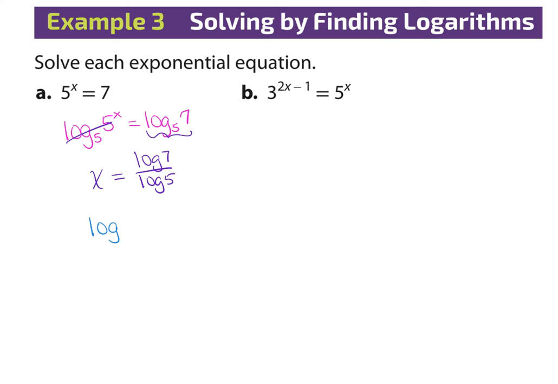So if I do common log of 5 to the x equals common log of 7, I can expand, right? So that x is my exponent. It goes in front. I have x log of 5 equals log of 7. To solve for x, I divide by log of 5. x equals log of 7 over log of 5.